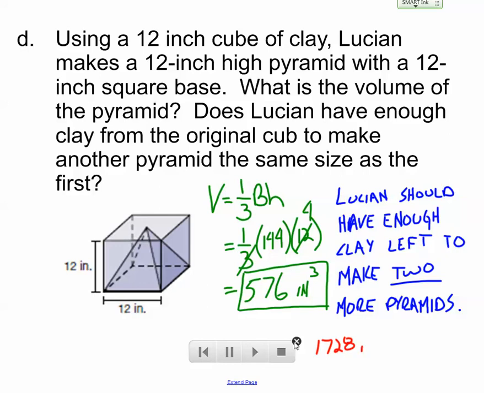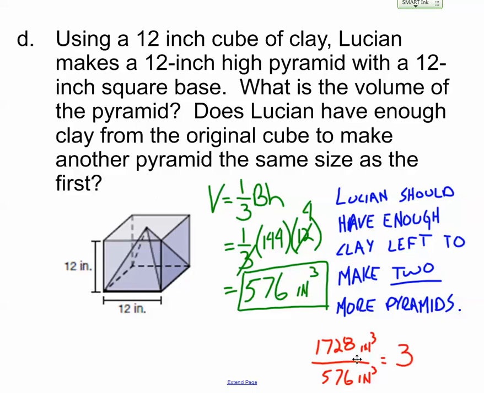And just to prove it to you, 1,728 cubic inches is the volume of the cube, 12 times 12 times 12. And if I divide that by the volume of one pyramid, I get 3, meaning we could make 3 pyramids that size. We've already made 1. We have enough left for 2.